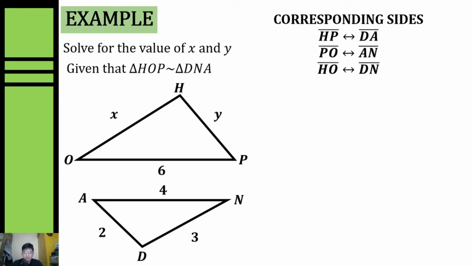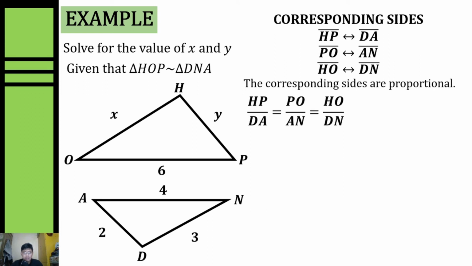Okay, since we have similar triangles, we can say that corresponding sides are proportional. So we can formulate our equation. HP over DA is equal to PO over AN is equal to HO over TN. So let's substitute the value of each side. So we have Y over 2 is equal to 6 over 4 is equal to X over 3. Then from there, we can now solve for the value of X and Y.